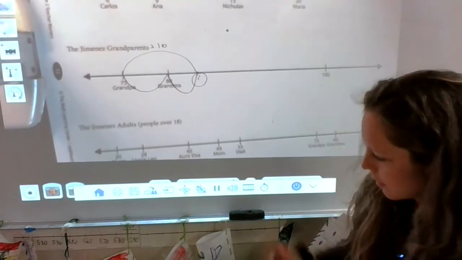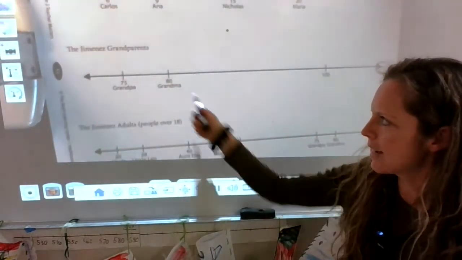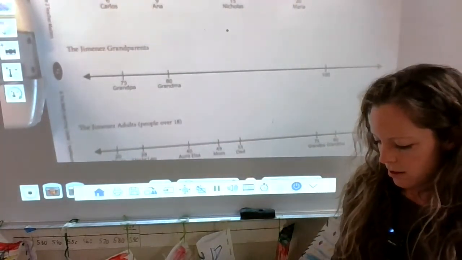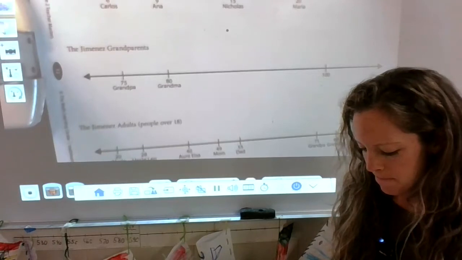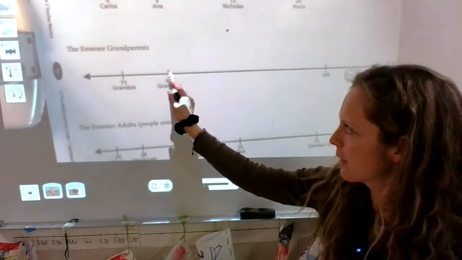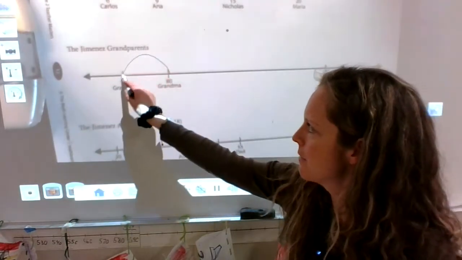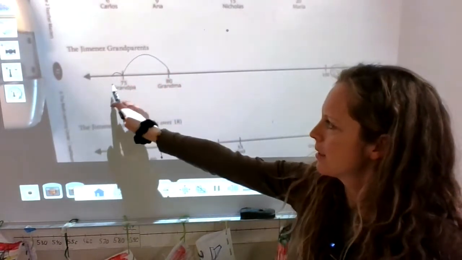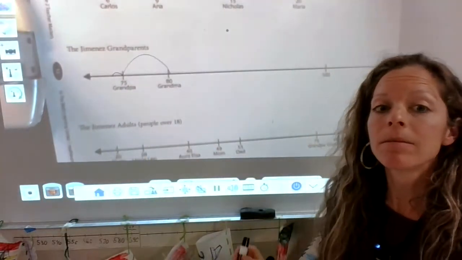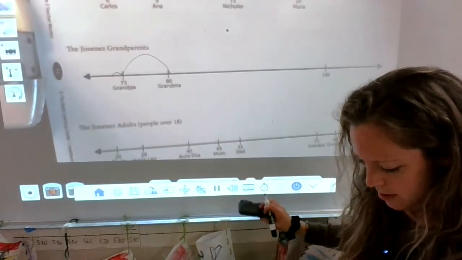How old was Grandma 6 years ago? So that's in the past. How old was Grandma 6 years ago? So we have to go backwards. I can go back 5 and one more. So what is the number that comes right before 75? 74. Correctamundo.